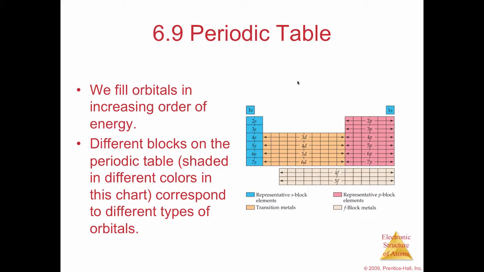We know that there's one s orbital that holds 2 electrons. There are 3 p orbitals, which will hold a total of 6 electrons. There are 5 d orbitals, which will hold a total of 10 electrons. And there are 7 f orbitals, which will hold a total of 14 electrons.